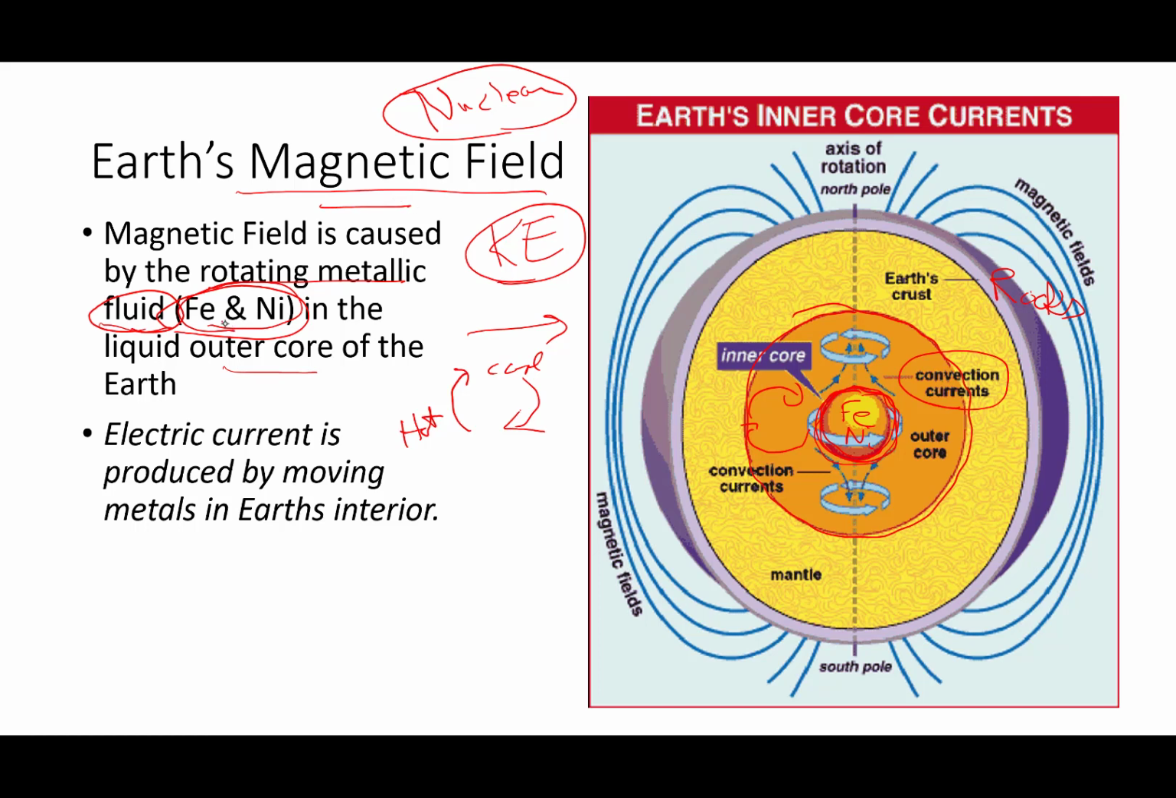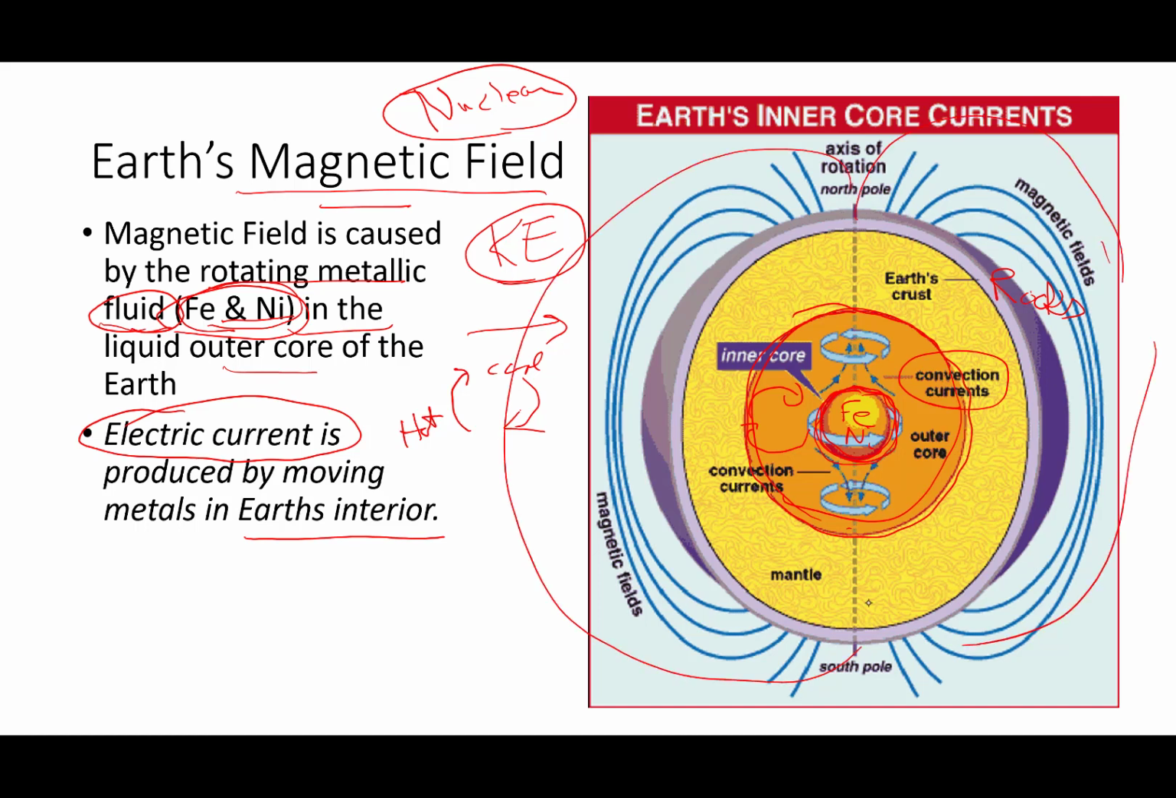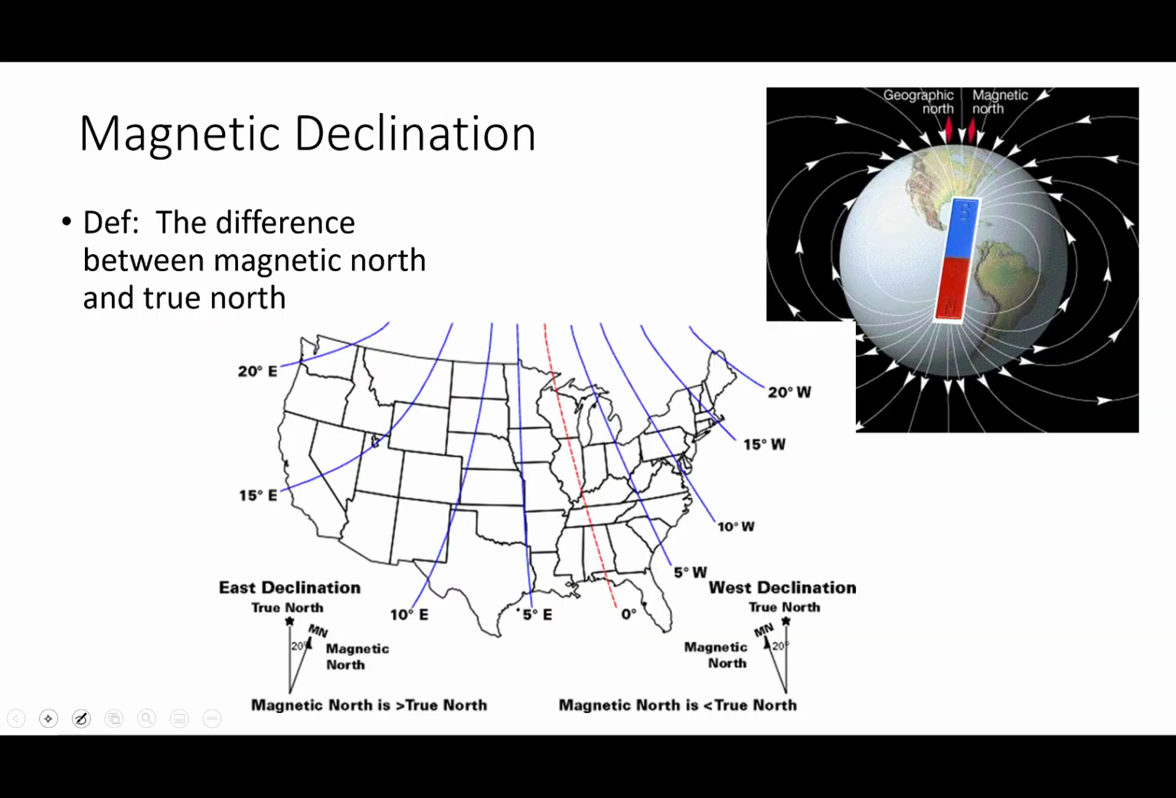They also, because they are metals, can conduct an electric charge, and this rotating, moving metal produces a small electrical current within the Earth's interior. And this constant rotating motion within the center of the Earth produces this magnetic field around our planet that comes out and emanates outward from that planet in all directions.